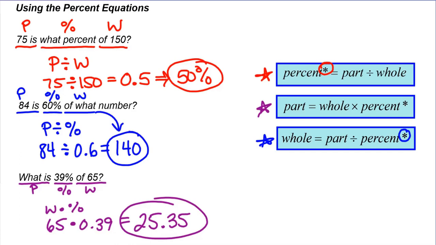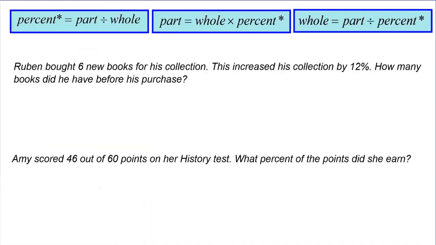So there's an example of using the percent equations in each of our types of problems that you'll see. You won't see any other problem types than that because we can only have the percent missing, the part missing, or the whole missing. So what does this look like in real world problems? I have my percent equations up here at the top to refer to again, and let's decide which ones we need to use. Ruben bought 6 new books for his collection. This, the 6 books, increased his collection by 12%. How many books did he have before his purchase?